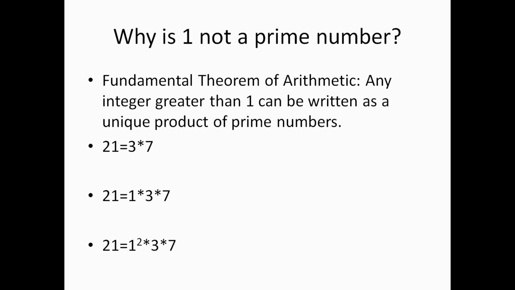So the choice would be to either rewrite the fundamental theorem of arithmetic to explain these trivial exceptions, or just not let 1 be prime in the first place. And that's the simpler option. It keeps the theorem more elegant and simple. So that's why 1 is not considered to be a prime number.